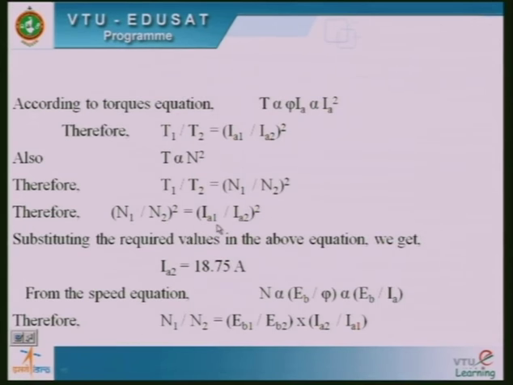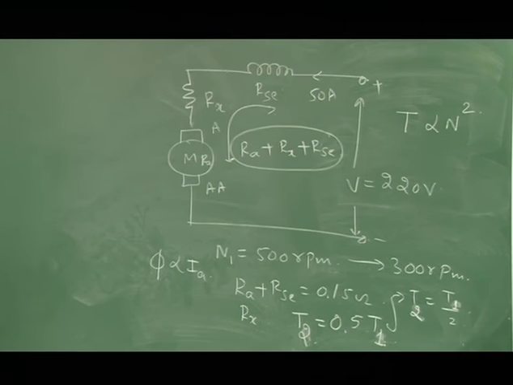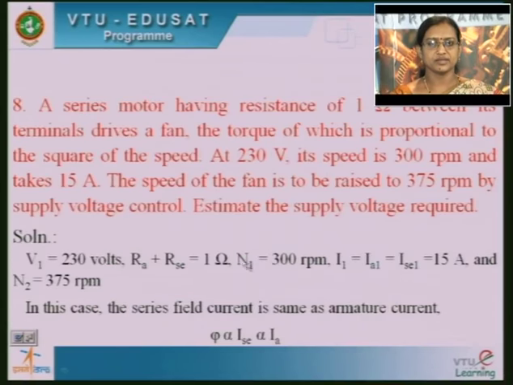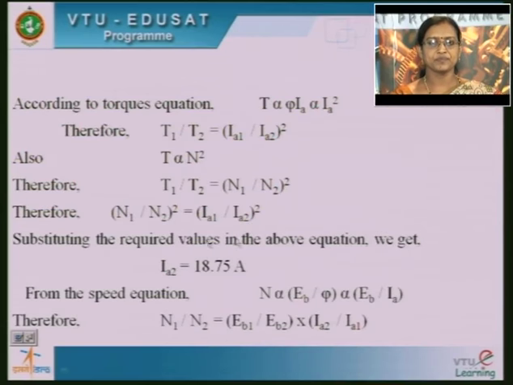Now you have the value of N1, N2, and Ia1, which is given in the problem. Now, you have to calculate Ia2. Ia2 we get is 18.75 ampere, and then you have to estimate the supply voltage using that current. We also have the speed equation: N is directly proportional to Eb and inversely proportional to phi. In a series motor, phi is directly proportional to Ia, so N is directly proportional to Eb and inversely proportional to Ia.